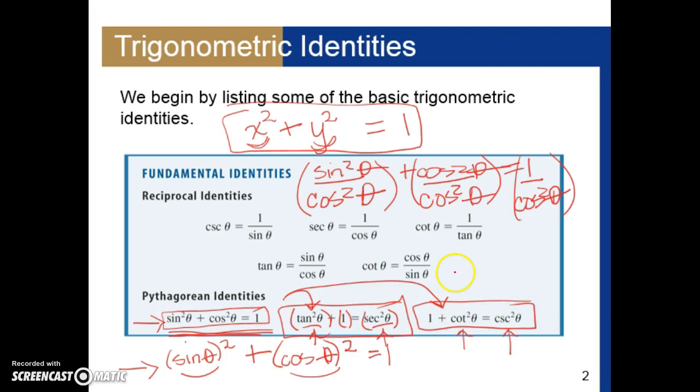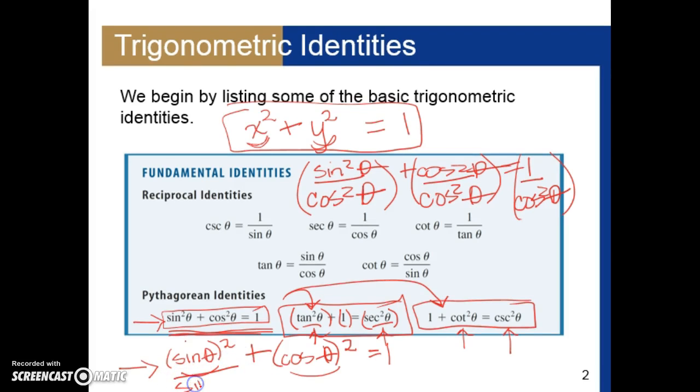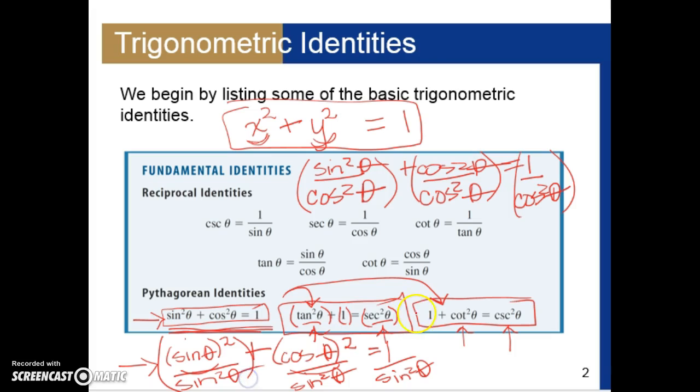This one comes about by taking this Pythagorean identity and dividing each term by the sine squared of theta. I'll just show you that really quick. So if we divide everything by the sine squared of theta, first of all, we're going to get 1. Sine squared divided by itself gives us that 1. Cosine squared over sine squared is cotangent squared, and 1 over sine squared gives us cosecant squared.